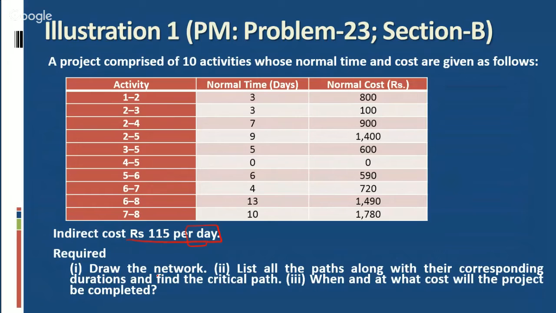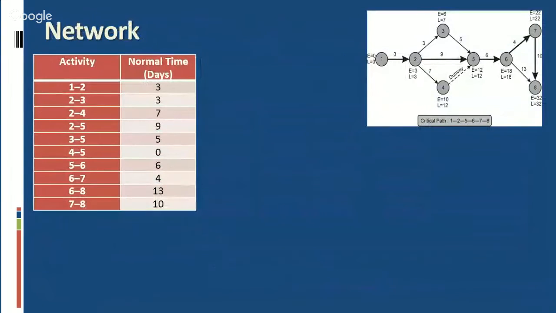Required, draw the network. First we will draw network. Second, list all the paths along with their corresponding duration and find the critical path. Third, when and at what cost will the project be completed? First of all, we will draw network.